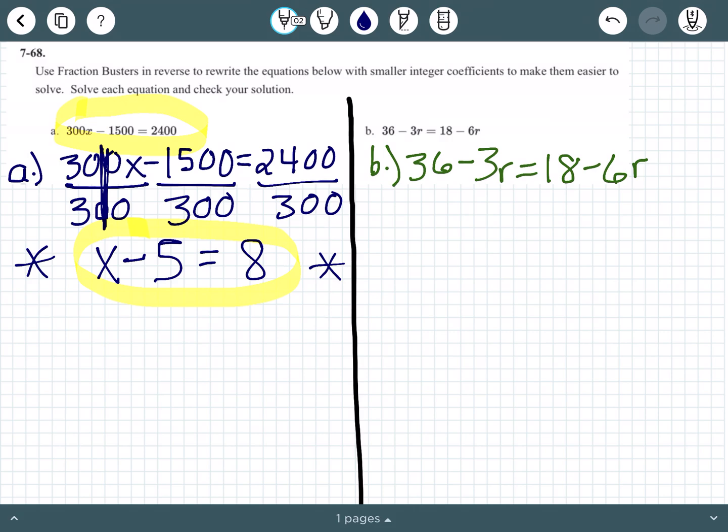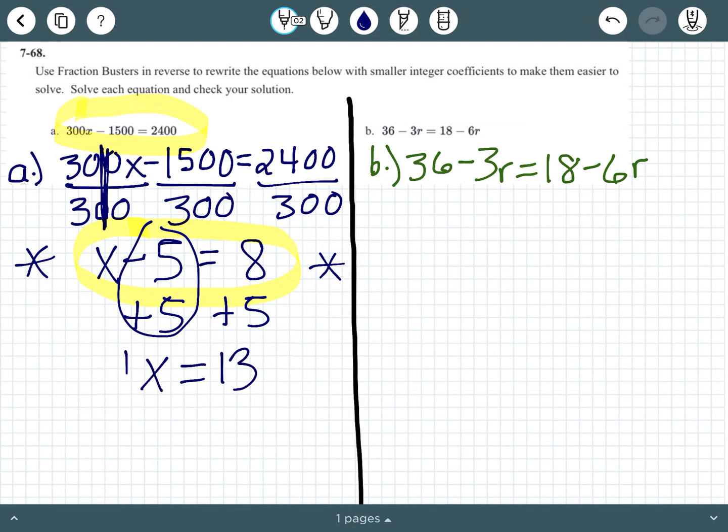Now, if you did solve the original versus this x minus 5 equals 8, you would get the same answer, which is why we call these equivalent equations. So let's go ahead and solve. I'm going to add 5 to both sides, get a 0 pair here, and I'm left with x equals 13. That's not bad.